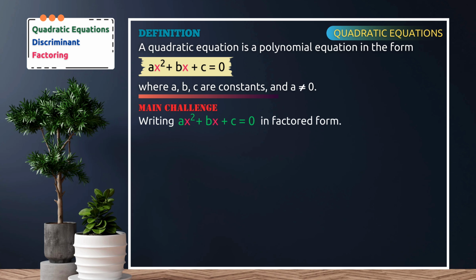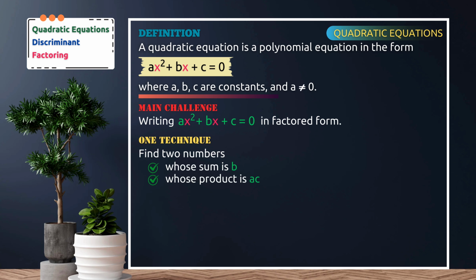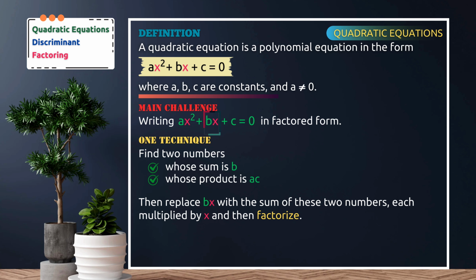The main challenge of using factoring is writing the equation in factored form. One technique is to find two numbers whose sum is b and whose product is a times c. Then replace bx with the sum of these two numbers, each multiplied by x, and then factorize.